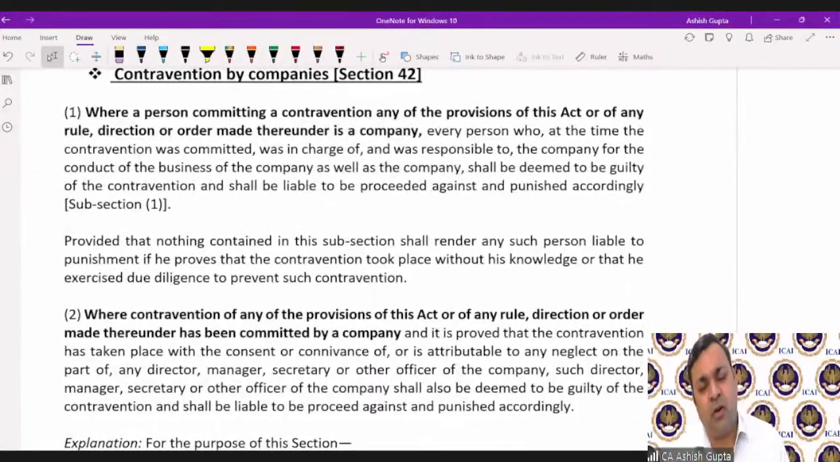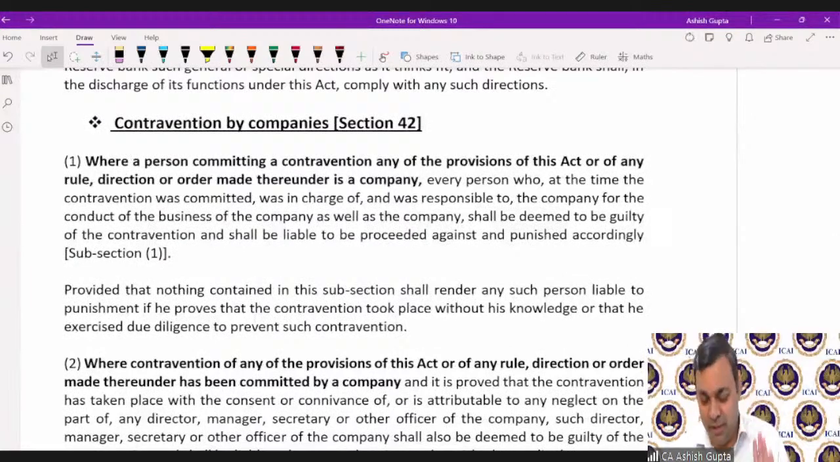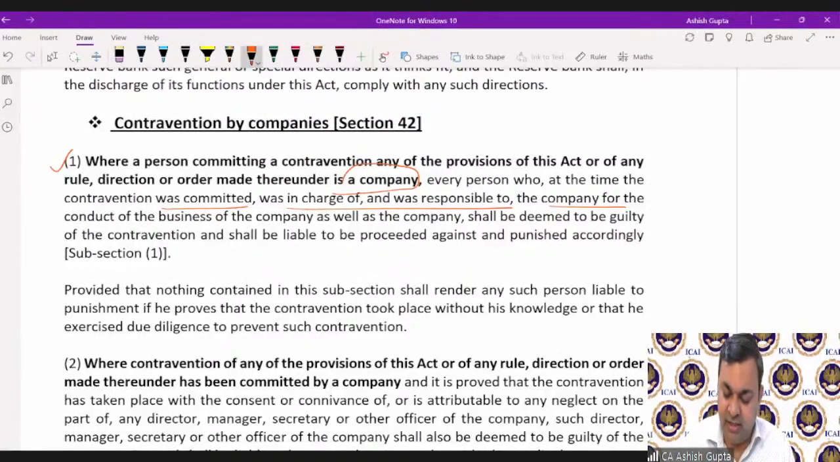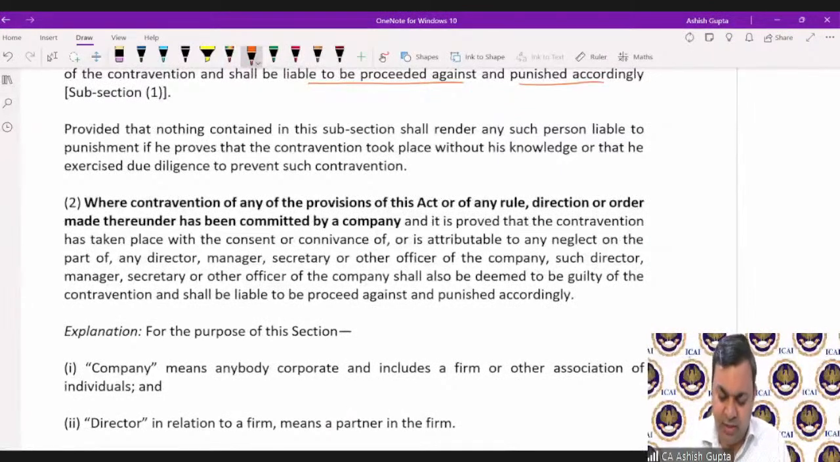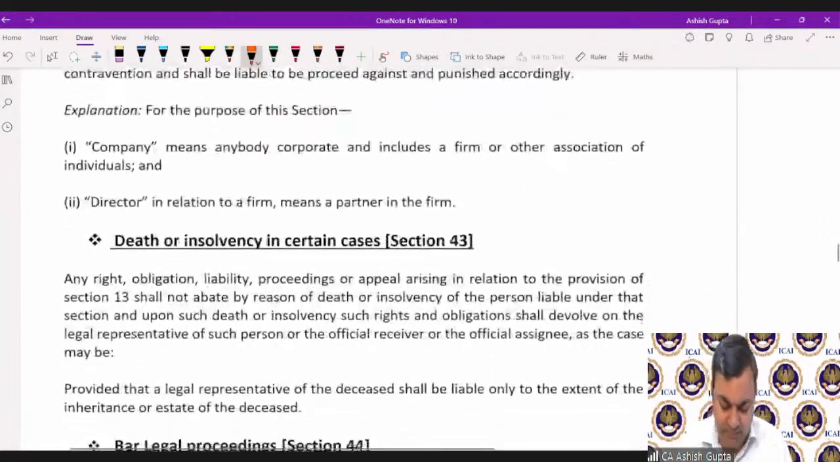And whenever there is a contravention by a company, there will always be two paragraphs. The first point deals with the contravention by the company, and the second point deals with every person who, at the time the contravention was committed, was in charge of and responsible to the company for its conduct; they shall be guilty, liable to be proceeded against and punished accordingly. Or if it is proved that the contravention has taken place with the consent or neglect of any director, manager, or secretary, they are also liable.